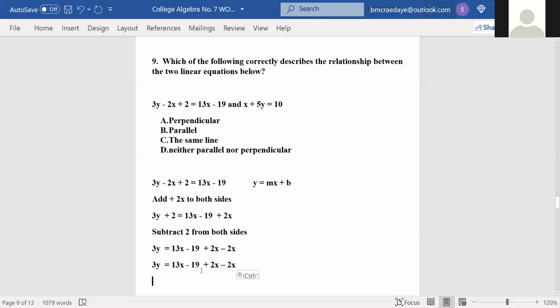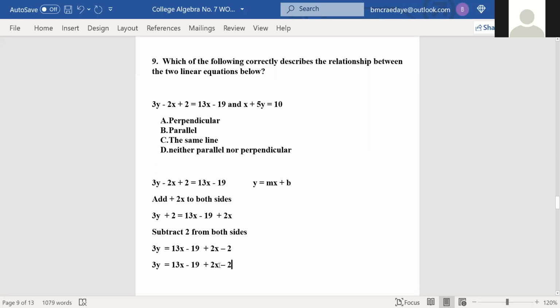So 13x, and what else? Minus 19. Okay, and what else? Minus 2x. Plus 2x and minus 2x is what? 0. Okay, because when I added the 2x to both sides, let's see. Oops, no, that's a 2, not an x. Be careful here.